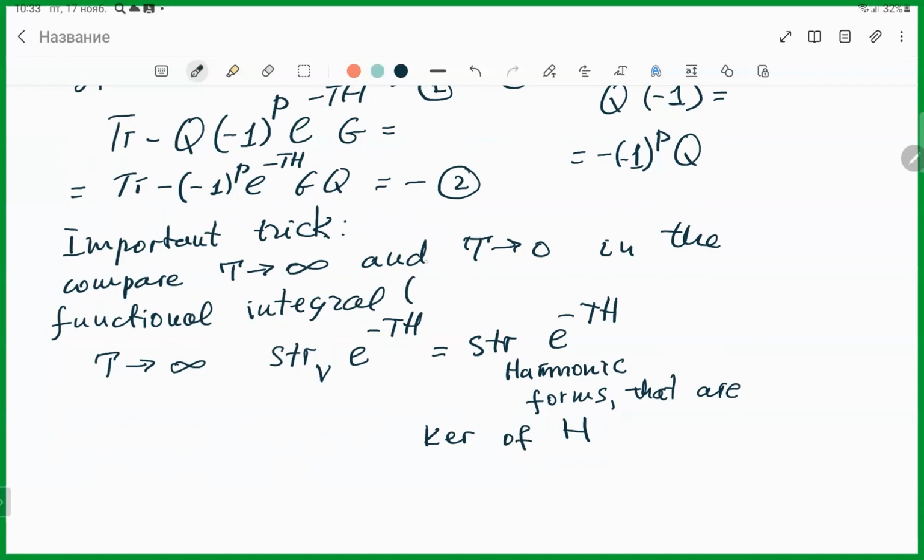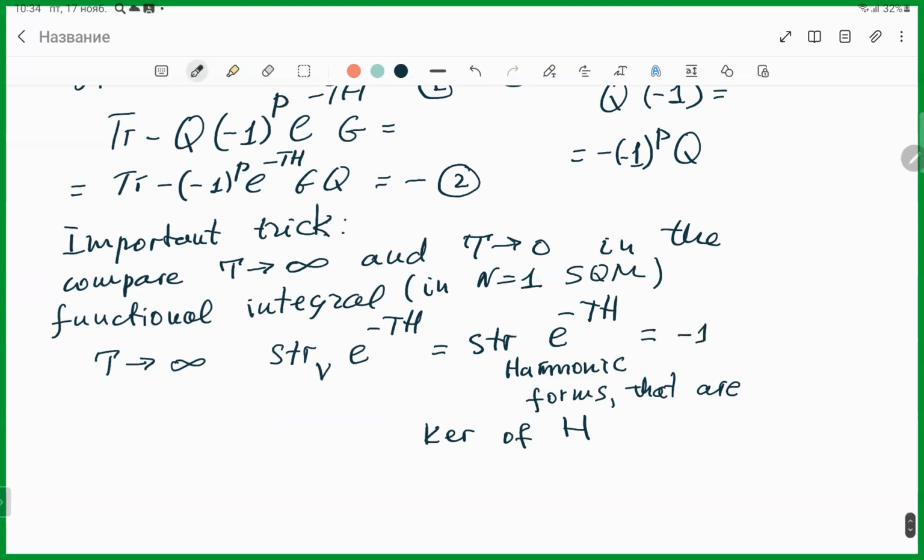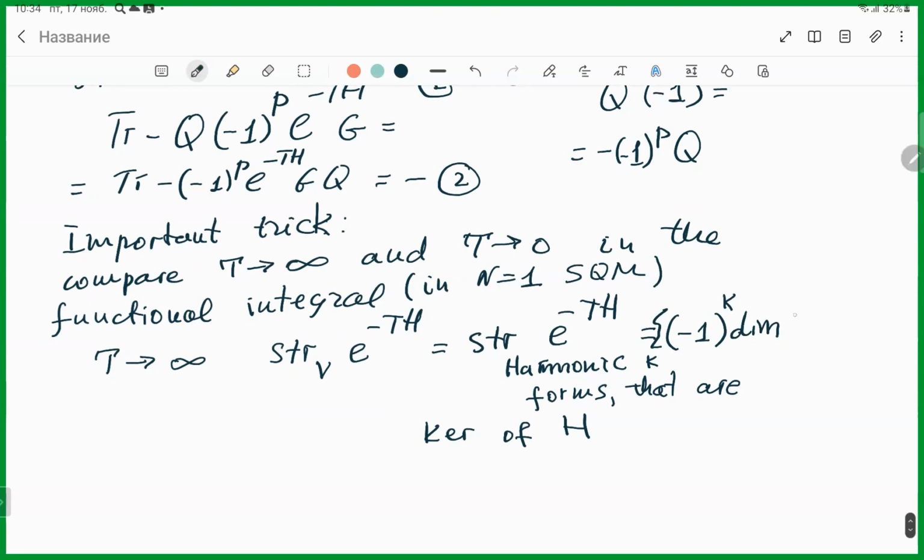And I would say this is the functional integral in the model we study. So this is the sum over k of minus 1 to the power k, times the dimension of the space of harmonic forms, but they equal the dimension of the space of k-th cohomology of operator D. And this is known as the Euler number.